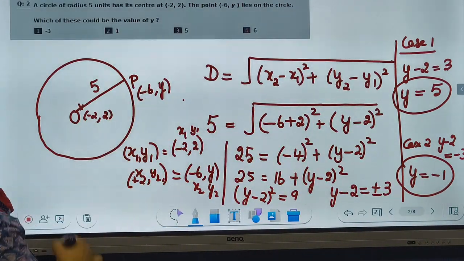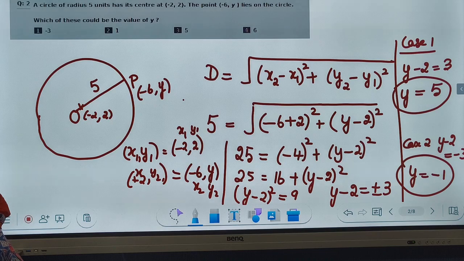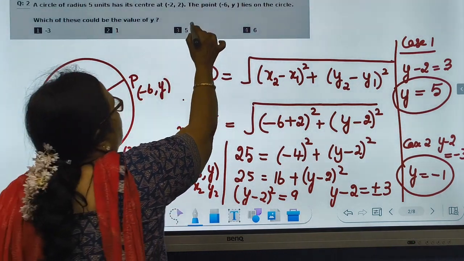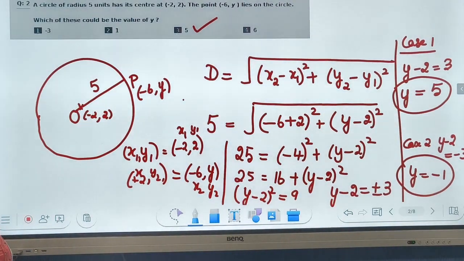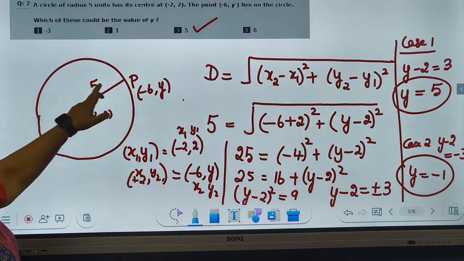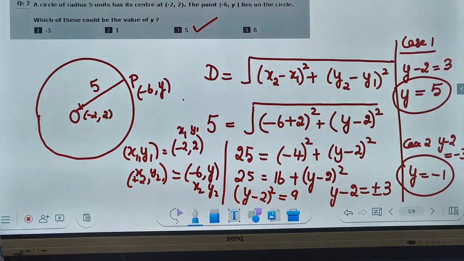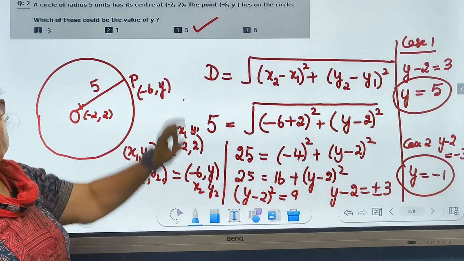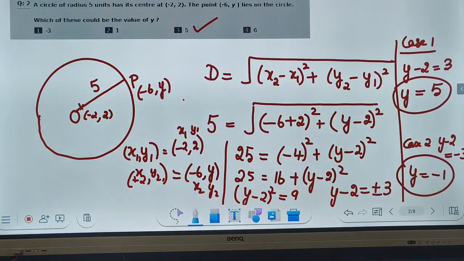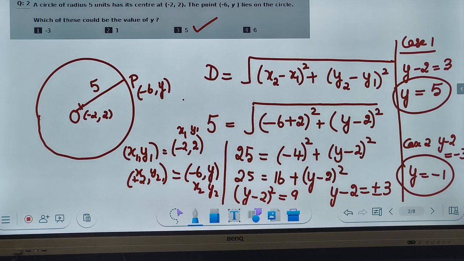So in this, what are the options which is valid? -3 is not an option. 1 is not an option. 5 is an option. 6 is not an option. Are you able to follow? However, as points, you have two different points because it could be on the other side also. So (-6, 5) and (-6, -1). What is valid for us is only this, which is given as a choice. So 5 is the answer. 5 is the value of y, so that the distance between O and P is 5 units.